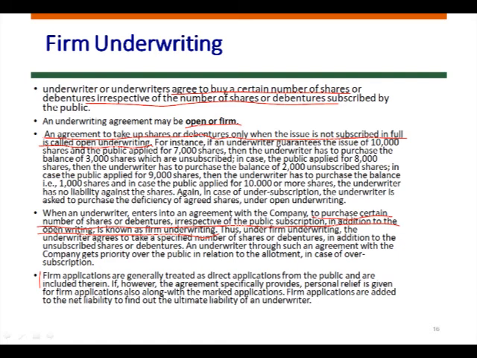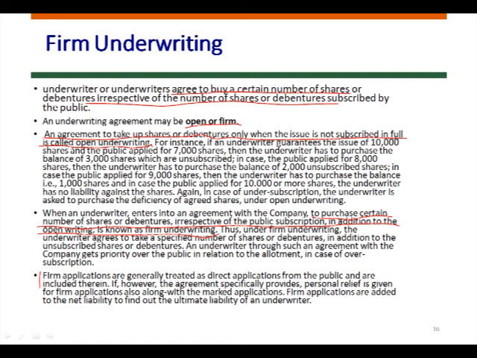What is it? An agreement to take up shares or debentures only when the issue is not subscribed in full is called open underwriting. For instance, if an underwriter guarantees the issue of 10,000 shares and the public applied for 7,000 shares, then the underwriter has to purchase the balance of 3,000 which are unsubscribed. In case the public applied for 8,000 shares, then the underwriter has to purchase the balance of 2,000 as unsubscribed shares.